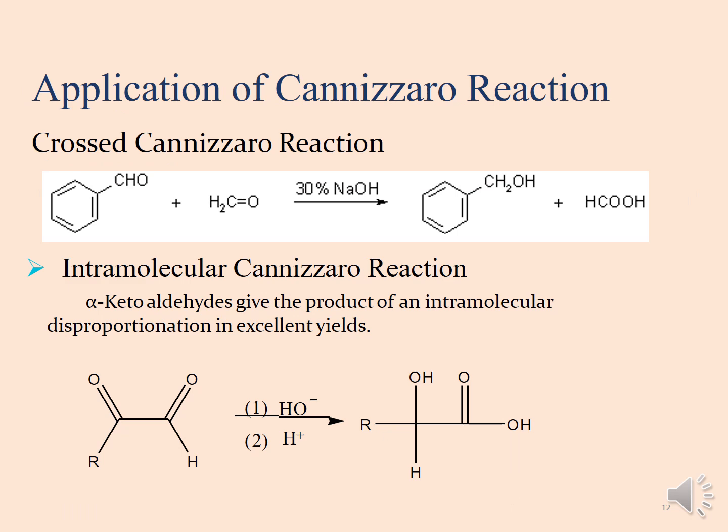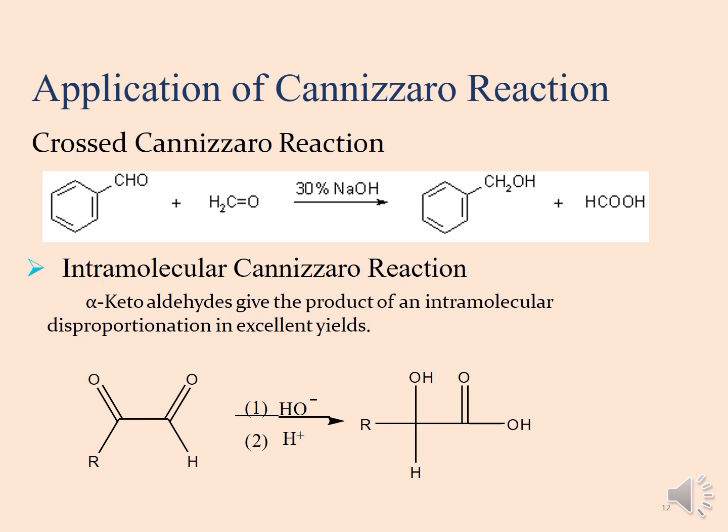Another example of the Cannizzaro reaction is the crossed Cannizzaro reaction. The crossed Cannizzaro reaction is a reaction in which there are two different aldehydes. For example, we take benzaldehyde and the other one is formaldehyde. That is, when the nature of the two aldehydes is different, the reaction is known as the crossed Cannizzaro reaction. Benzaldehyde plus formaldehyde in the presence of NaOH will form benzyl alcohol and formic acid.